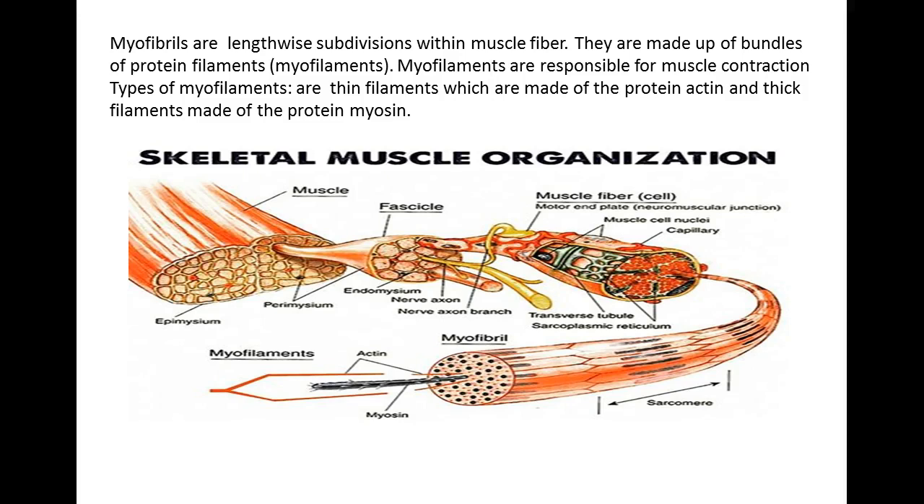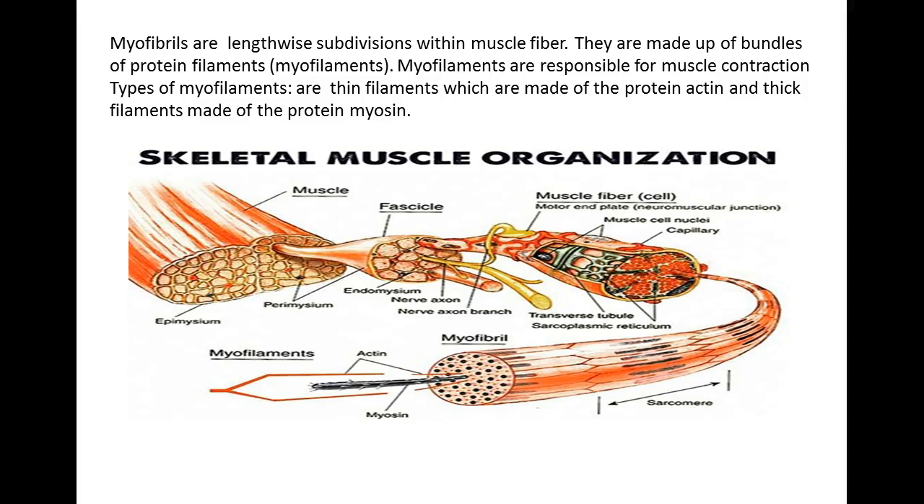And then with regard to a little bit more information, myofibrils, so we're down to the smallest portion that we can look at, are subdivisions of the muscle fiber. They're made up of bundles of proteins called myofilaments, and there are basically two categories of these myofilaments that act on each other and are responsible for contractions. You have thin filaments, which are made up of the protein actin, and thick filaments that are made of the protein myosin.